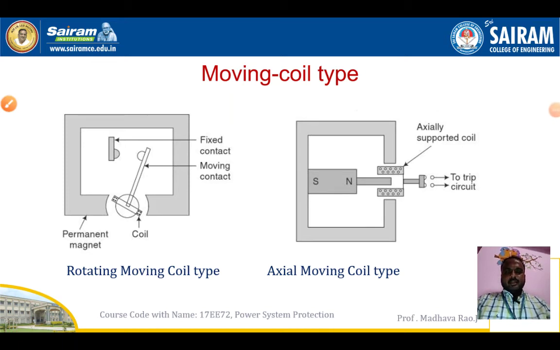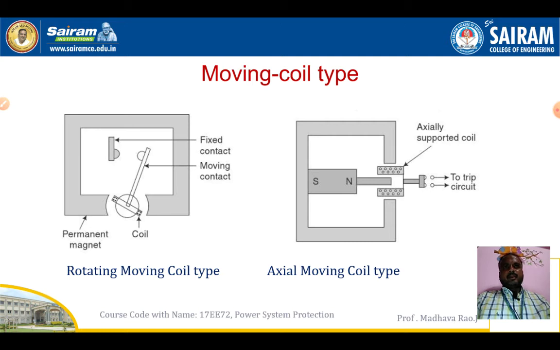Hi everyone, in this video we'll discuss moving coil type relays. Moving coil type relays are also known as permanent magnet moving coil relays. These are used only for DC quantities. We can also use them for AC quantities by using rectifier circuits, that is, in conjunction with a rectifier circuit.